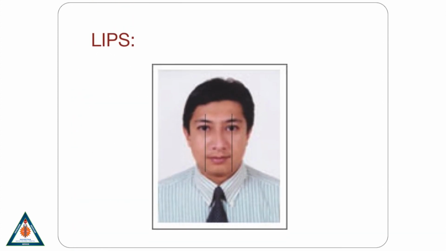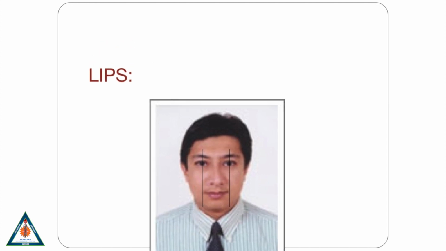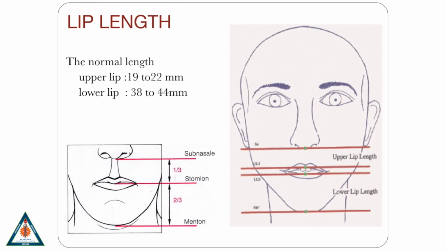Lips. The lips are normally enclosed within 2 lines that are drawn along the pupils. Lip length. The normal length of the upper lip is 19 to 22 mm, while the length of the lower lip is between 38 to 44 mm. Basically, the upper lip is half the size of the lower lip.